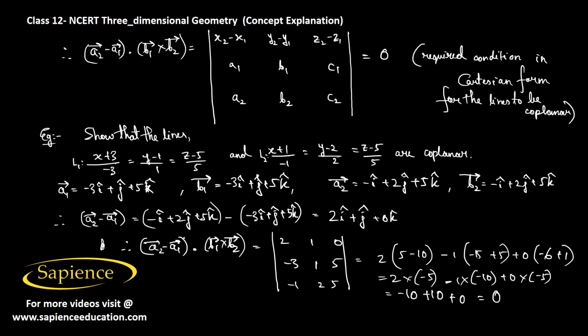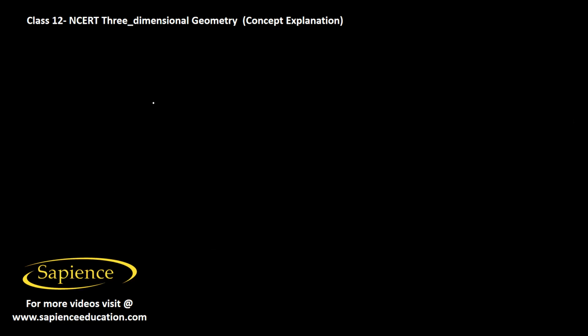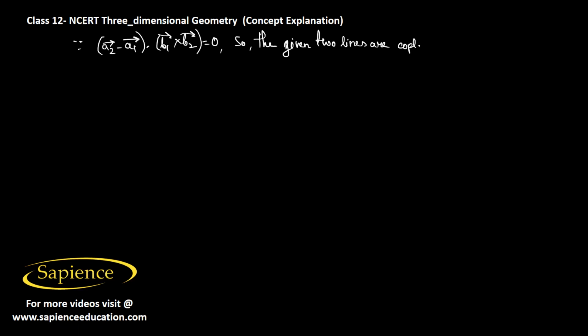Hence, we can say that the two lines are coplanar since this determinant is coming 0. Simply, we can write that since the value of the scalar triple product, which is a2 minus a1 dot b1 cross b2, is coming 0, the given two lines are coplanar. Hence proved. Thank you.